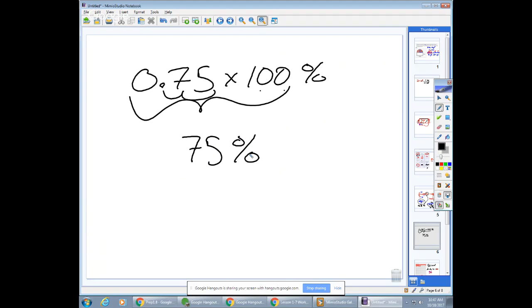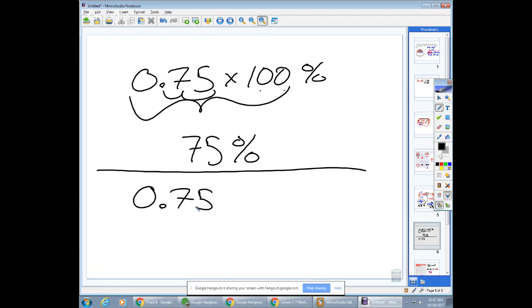Okay. How do we change a decimal to a fraction? We just read it properly. What place value is that right there? So this must be 75/100ths.